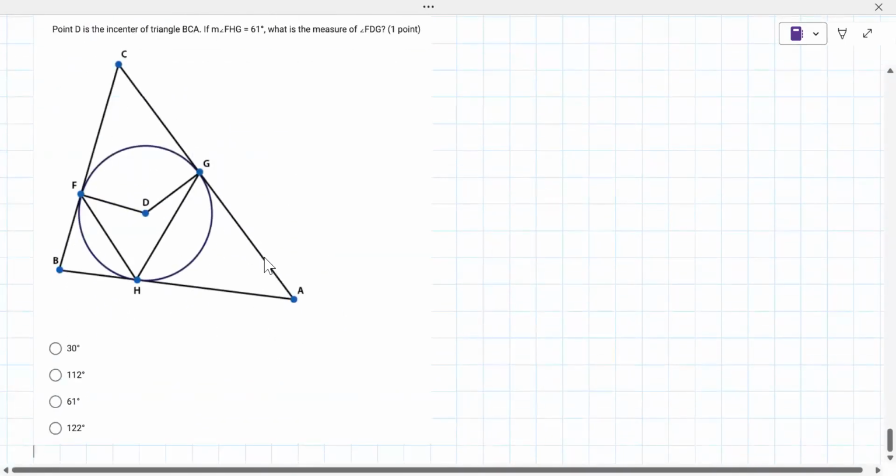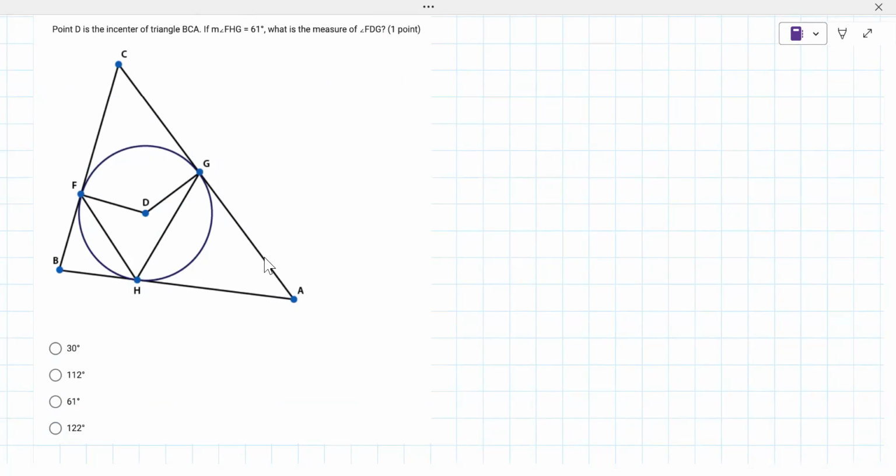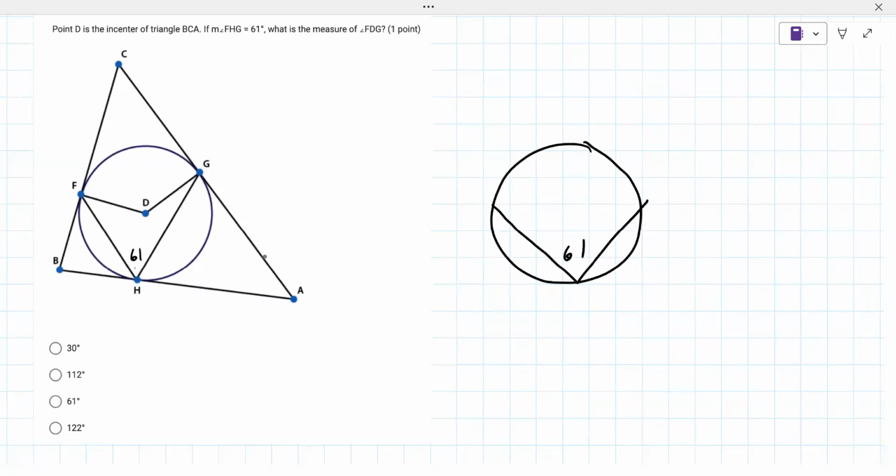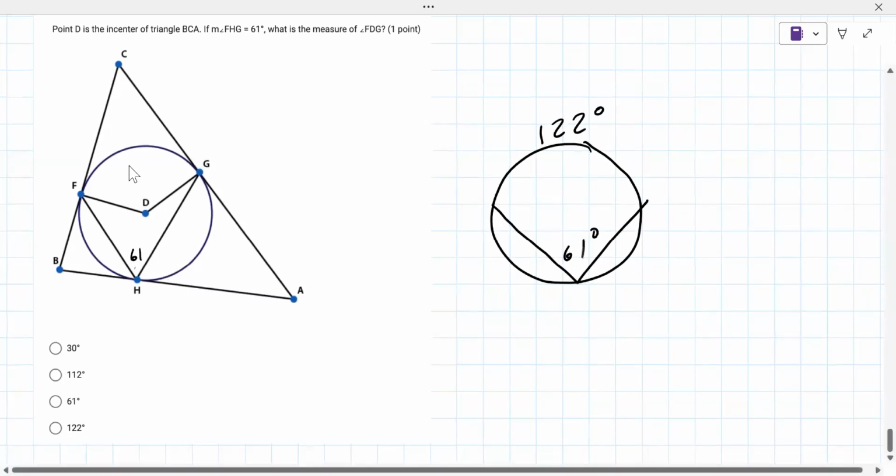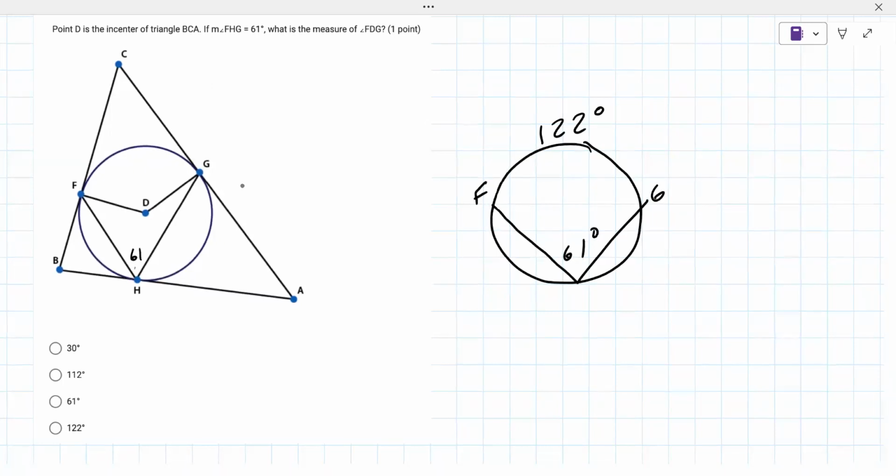Point D is the incenter of triangle BTA. If measure of angle FHG is 61, what is the measure of angle FBG? So FHG, that's this one right here. It's 61. And I don't know why they don't teach it this way, but you have to draw it without all the other lines. So this is 61, which means that this is 122 degrees. So that's the arc from F to G. It doesn't have to be a great drawing, just has to be something that's there.